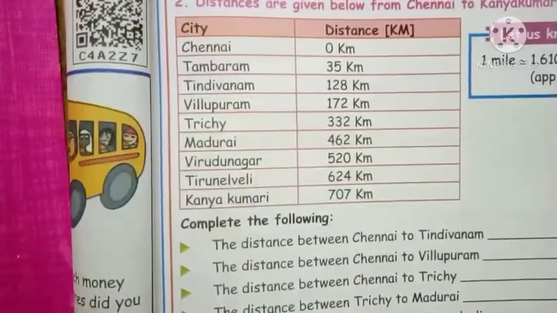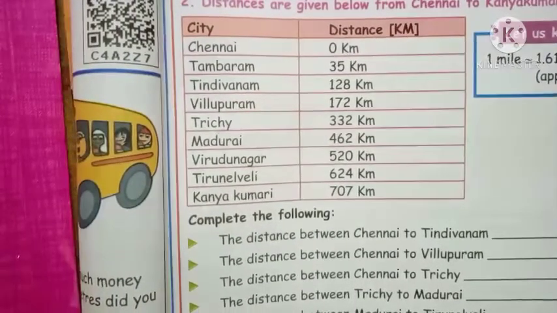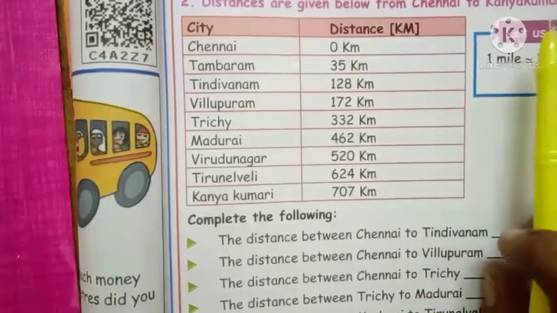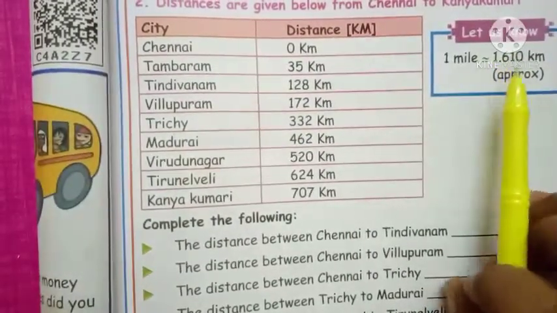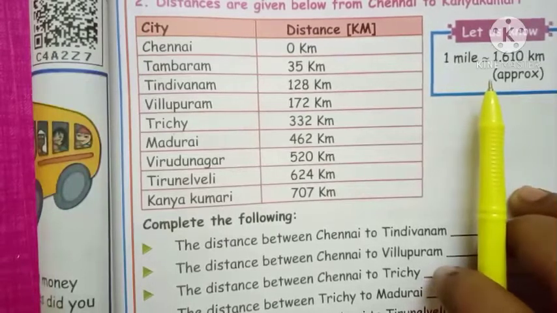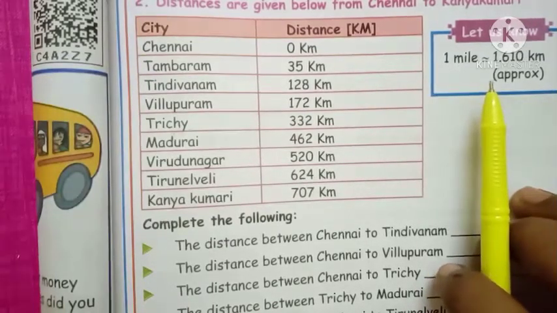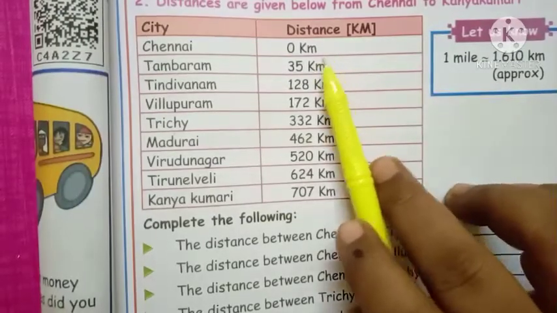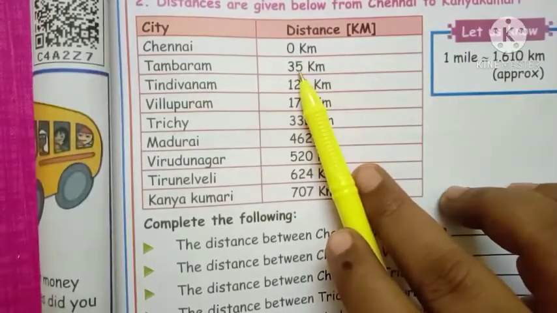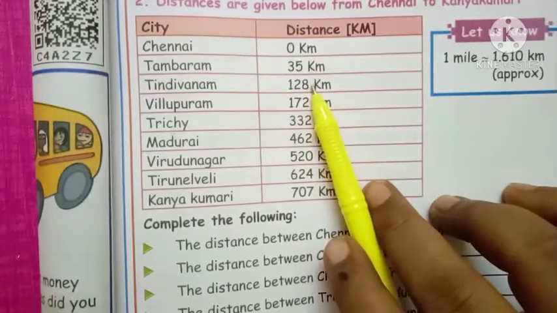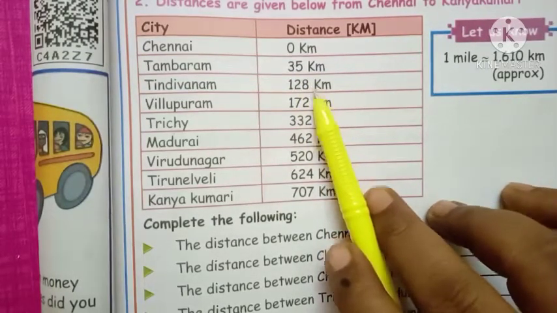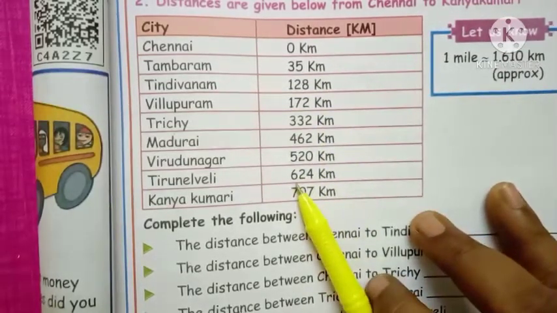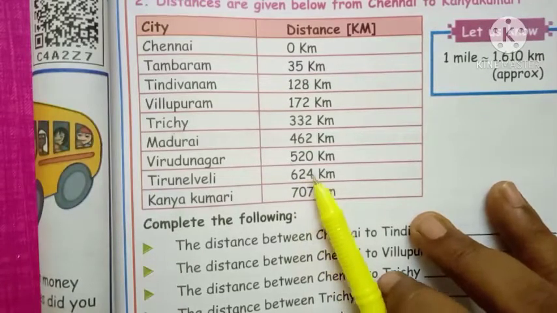So here I give the example. You are in Chennai. So Chennai is 0 kilometer distance. But you travel from Chennai to a native place, or relatives, family members, friends' places. How do you travel? The start place is 0. Then you reach Tambaram, which is 35 kilometer. Then you reach Tindivanam, 128 kilometer. Villupuram, 172. Again the same thing is given here: the places vary and the distance also varies.